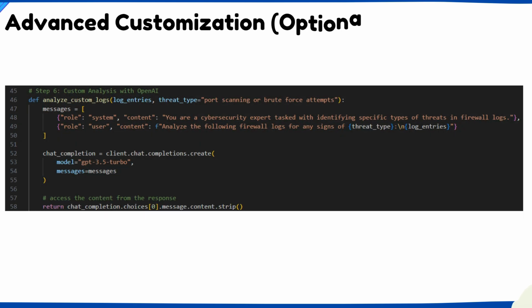If you want to tailor the analysis, you can customize the prompt for specific types of threats. For example, if you're only interested in detecting port scanning or brute force attempts, you can modify the prompt like this. Here: you are a cybersecurity expert tasked with identifying specific types of threats in firewall logs. Analyze the following firewall logs for any signs of the threat type or log entries. By doing this, you can fine-tune the AI's focus and improve detection accuracy.